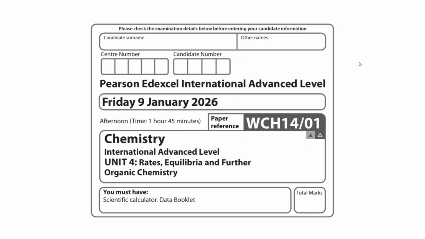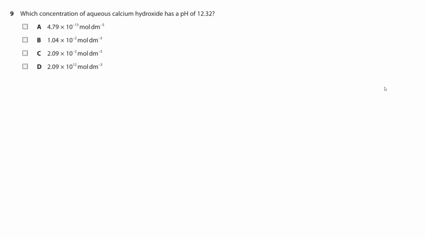Let's go for Unit 4, Section 2 for the 2026 January paper. If you take question number 9, it says, which concentration of aqueous calcium hydroxide has pH of 12.32? So they have given us the pH value. pH value equals 12.32, right?